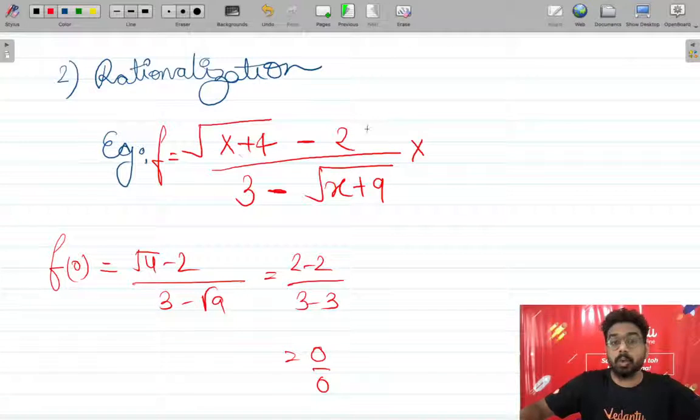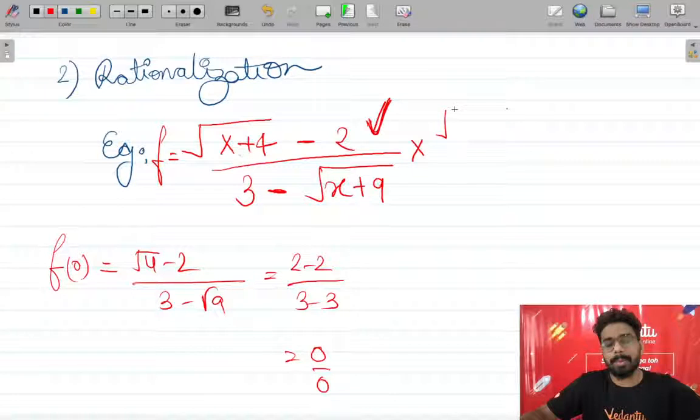So when you have the indeterminate form, what will I do? What exactly is making it 0? Rationalize it. Rationalize means root plus root. So I will write root x plus 4 plus 2. Put a plus sign where there is a minus, and put a minus sign where there is a plus. That's all you have to do. So root x plus 4 plus 2 upon root x plus 4 plus 2. This is what you need to do.